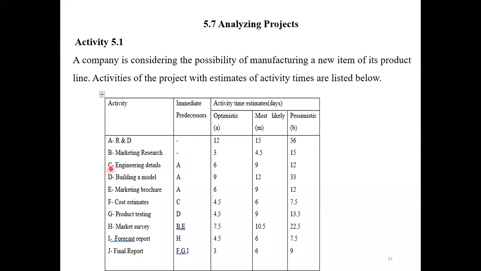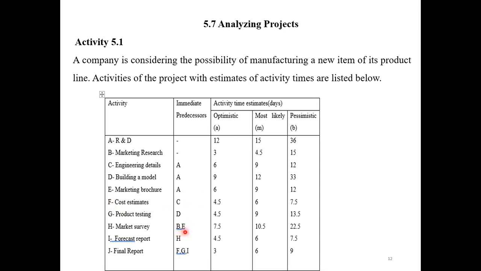This is the C activity, the succeeding activity. If you want to start the C activity, A should be completed. So that is the immediate predecessor. When A is completed, C starts, D starts, and E starts. When F wants to start, C should be finished. Then when D finishes, G starts. So these are the succeeding activities.